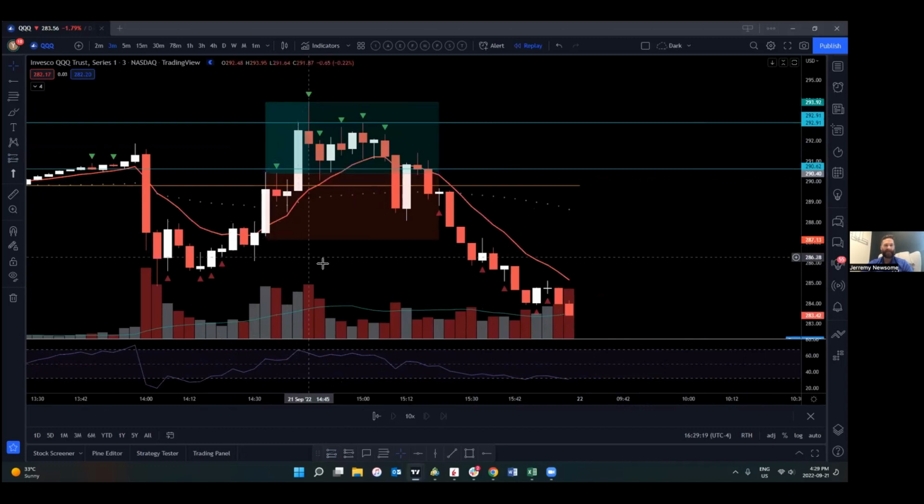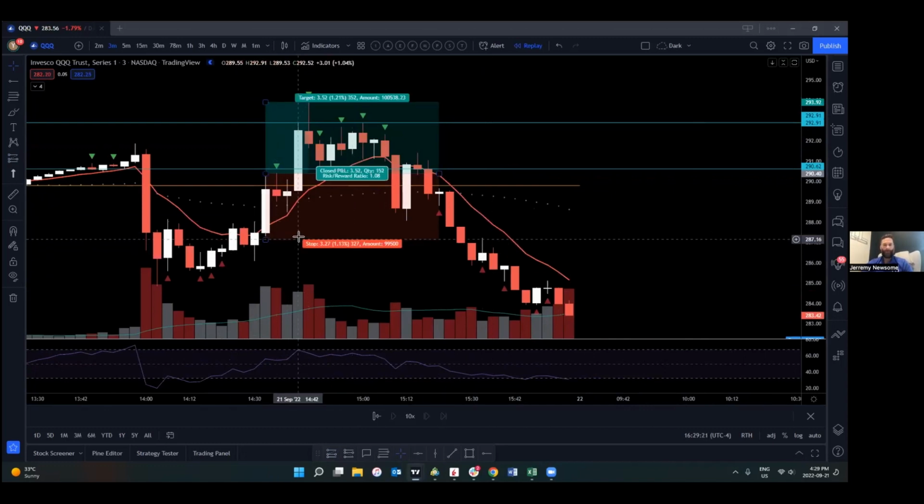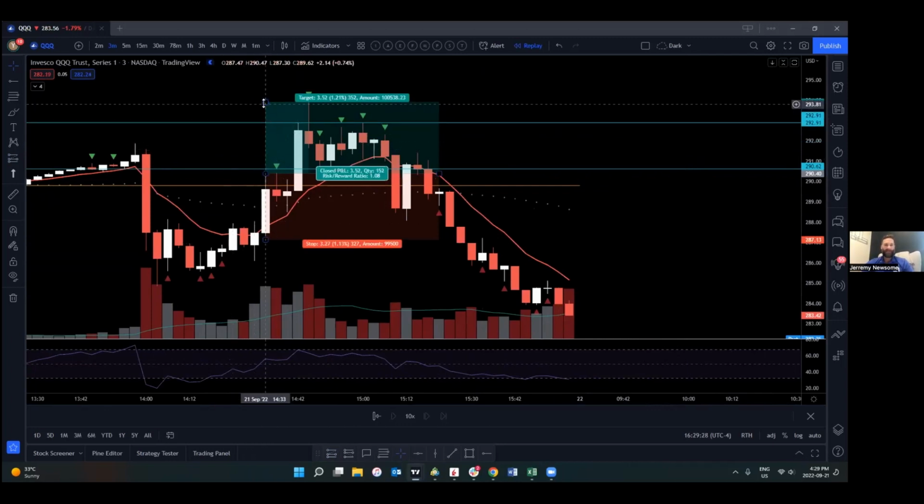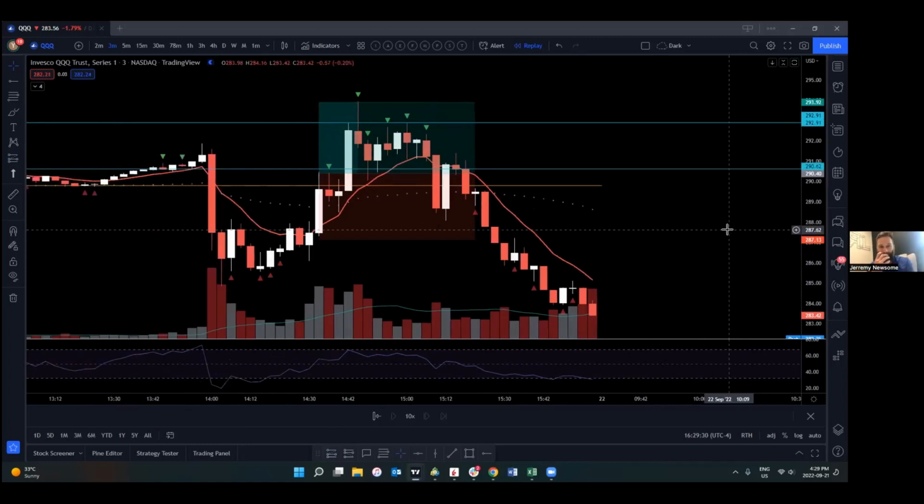Nothing crazy, but just a nice, solid, cute little 1R. Right? A cute little Magoot. But there it is. It doesn't have to be anything too crazy, nothing too insane. It's like, this is my trade.